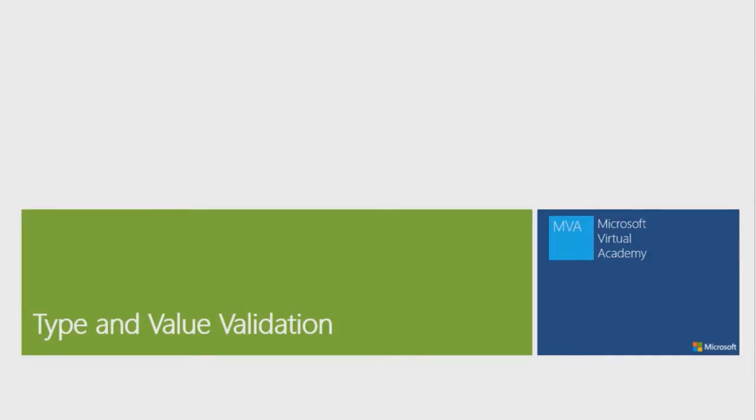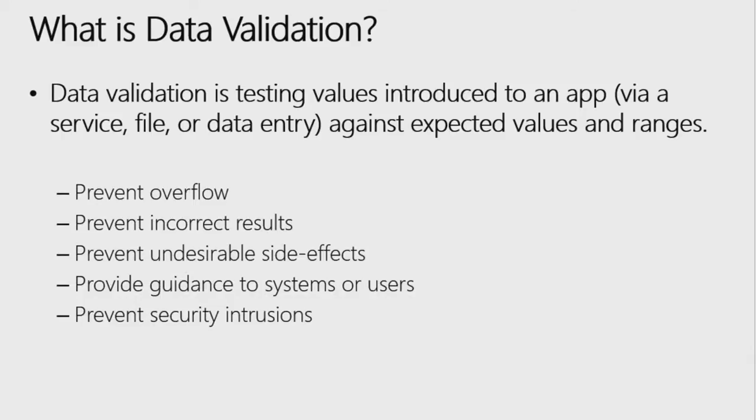Type and value validation. Validation is really a mindset. As a developer, you have to not trust anything that's coming into your system. So how do you get data into your system? Well, there are a lot of ways. A service can give you data. You can read from a file that you're going to be parsing. You could be exposing an API that somebody is passing values into. Or a user can be typing information into data entry forms.